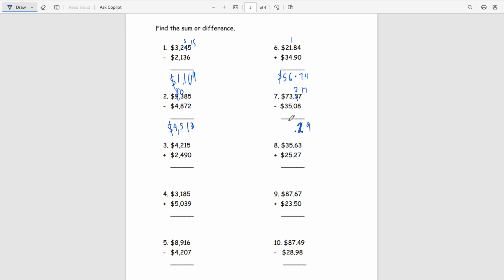This is ugly too. 3 minus 5 is impossible, so we're going to borrow 1 from this 7. This 7 becomes a 6. This 3 becomes a 13. 13 minus 5 equals 8. And 6 minus 3 equals 3. Bring down the dollar sign, and we have $38.29.